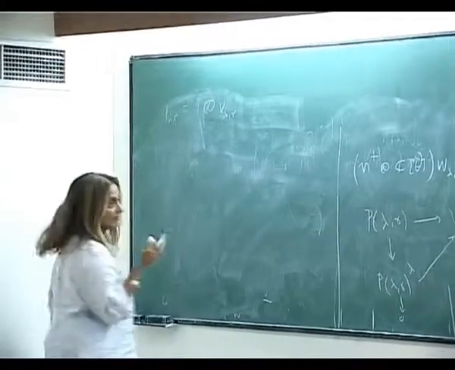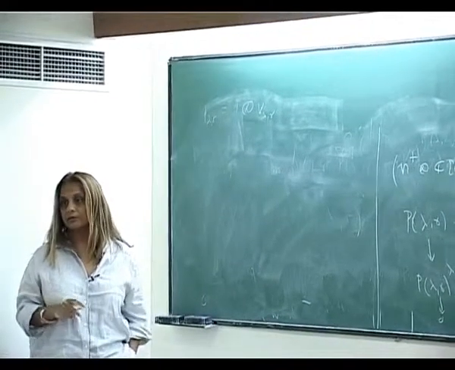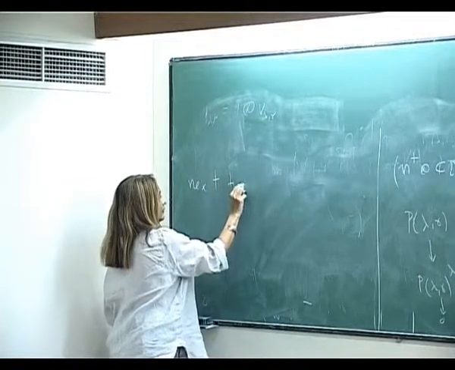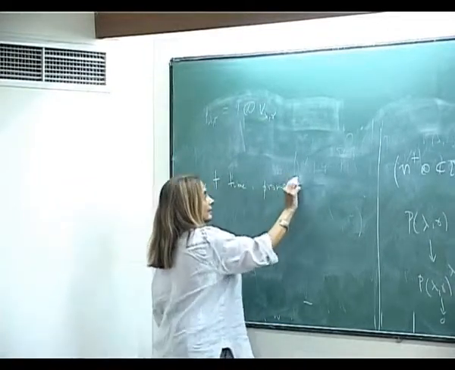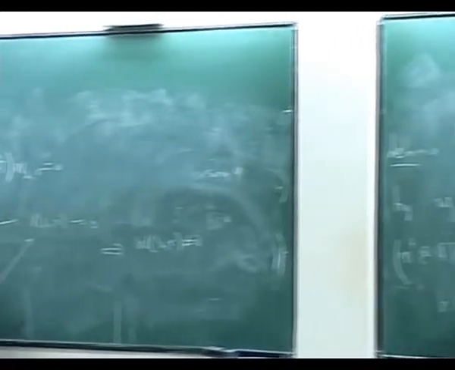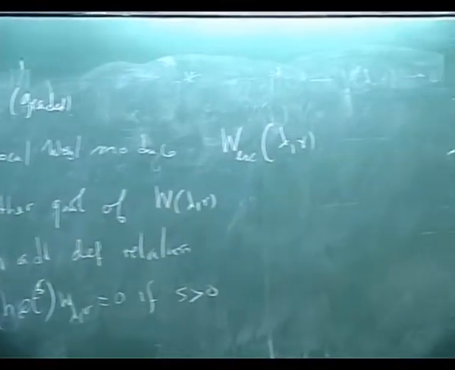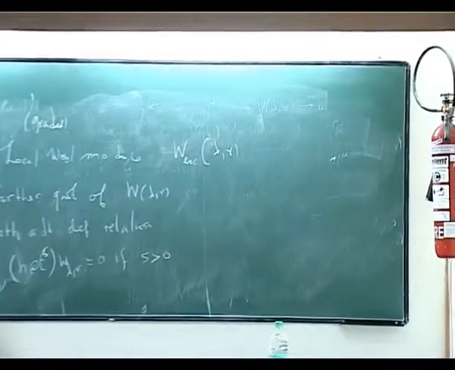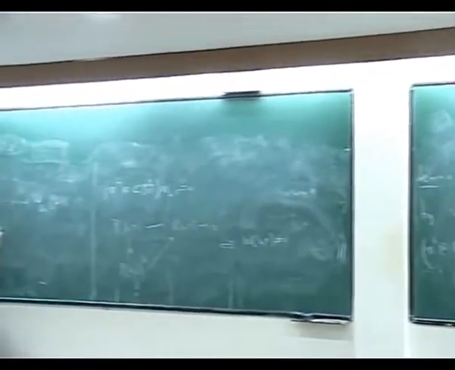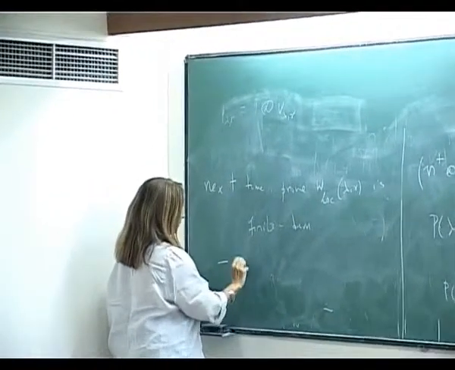Since I've always been saying that local Weyl modules are finite dimensional, for instance, but never actually proved it, next time I want to give a proof. We need a name for this local Weyl module, so we'll call it W_loc lambda r. Next time I want to prove that W_loc lambda r is finite dimensional, at least for sl2, and I want to tell you exactly what the dimensions are.